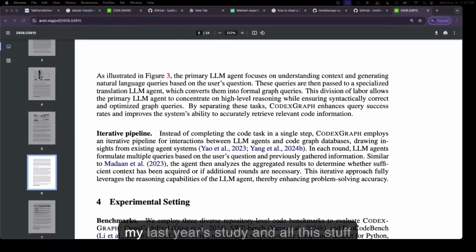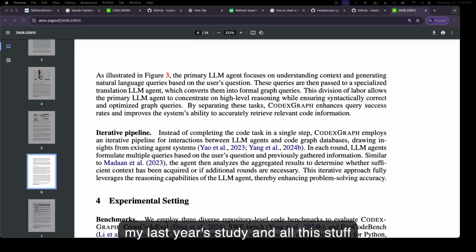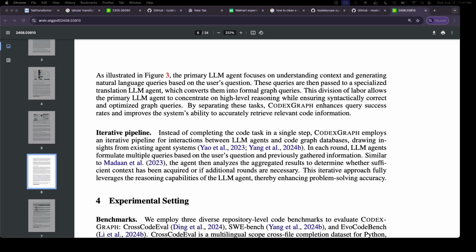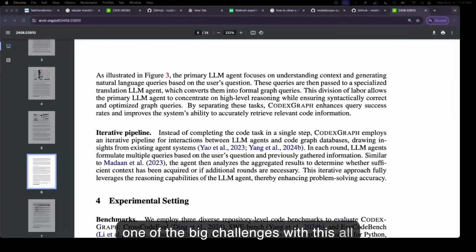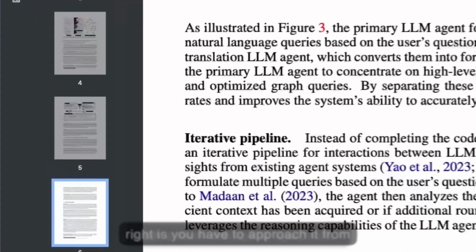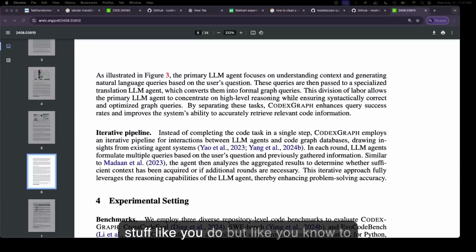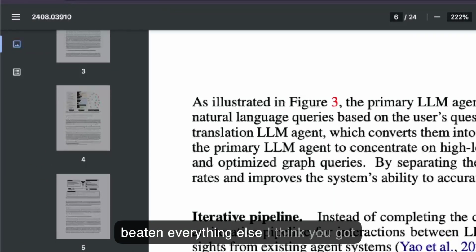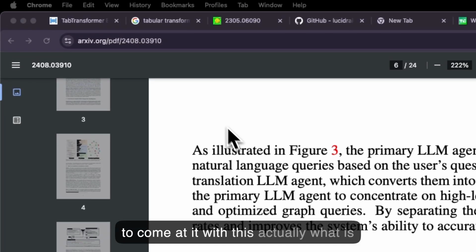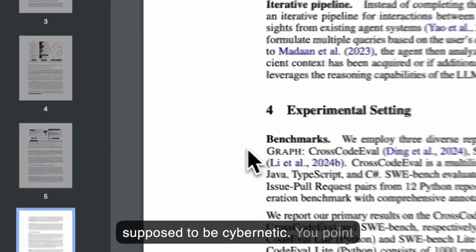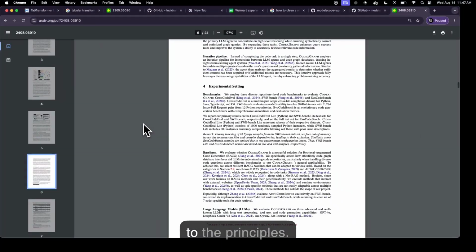Yeah, that's a bunch of my thoughts from my last year's study on all this stuff with the combined biology and neurology stuff we got into. That's one of the big challenges with this all, right? You have to approach it from such a multi-discipline spectrum. You can code the shit out of stuff like you do, but to figure out how to make those last few hurdles in the Olympics, when you have to do the Olympic jump after you've beaten everything else, you have to come at it with what is supposed to be the cybernetic viewpoint. Principle.